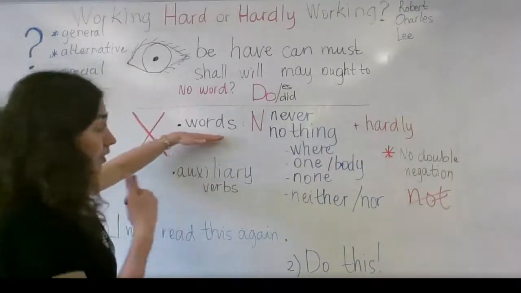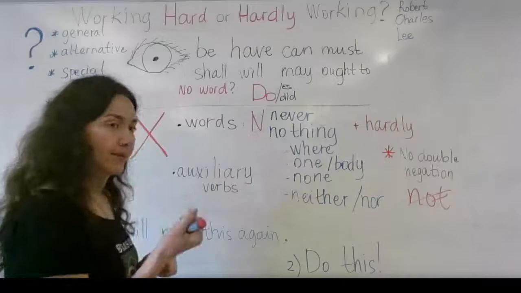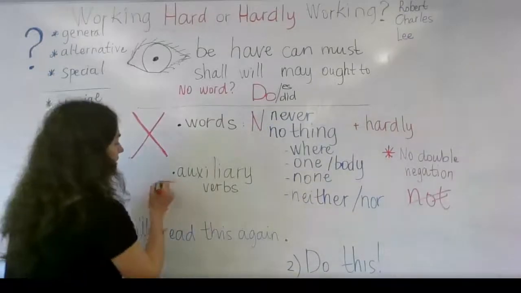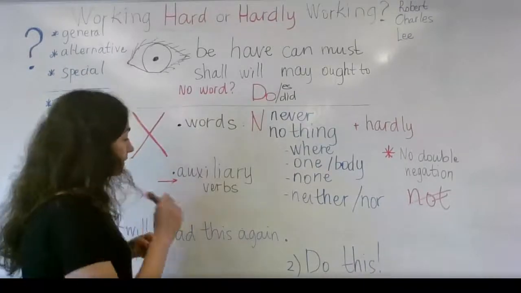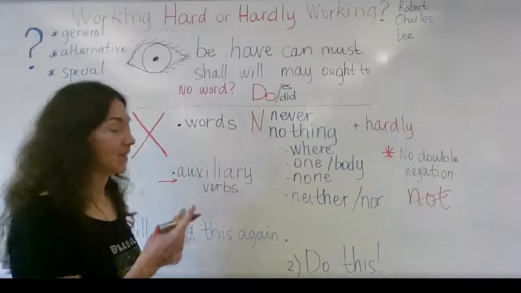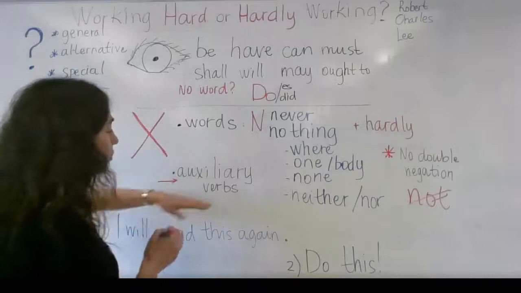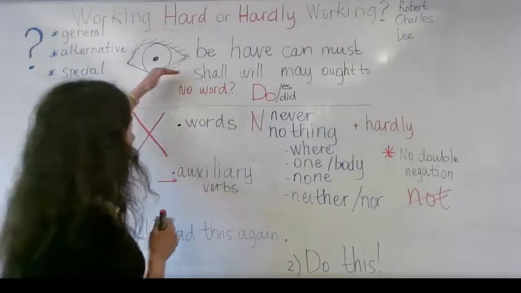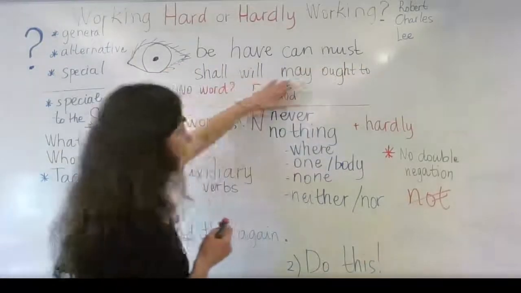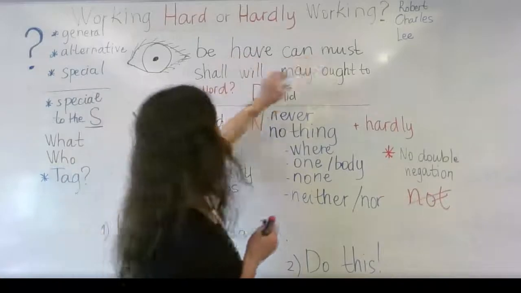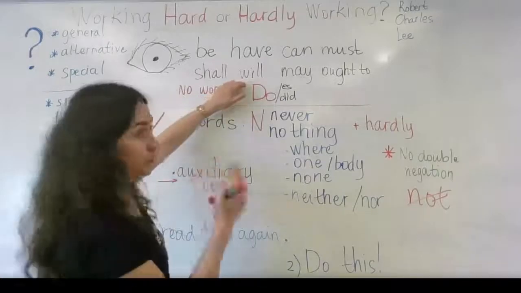So one more time, if you want to make a negative sentence, you can use one of the words, but not always. What always works is to make a negative sentence with the help of auxiliary verb. We have talked about these kinds of verbs. They help us to ask questions and make negative sentences. And how we find these auxiliary verbs? Step number 1, if you see any of the forms of these verbs, be, have, can, must, shall, will, may, ought to, and forms of these verbs, you use them.